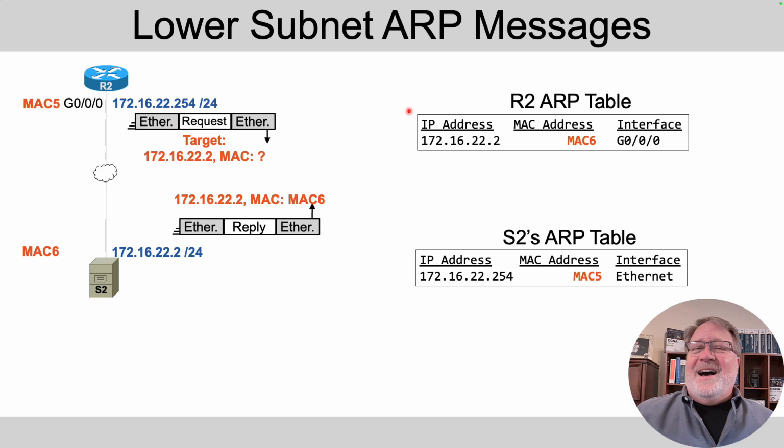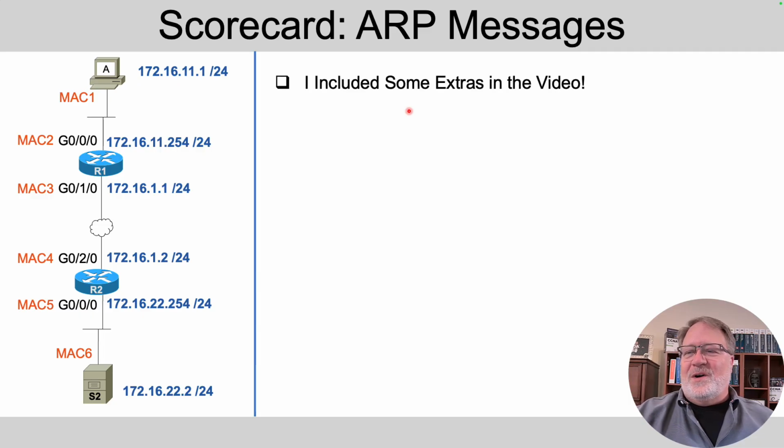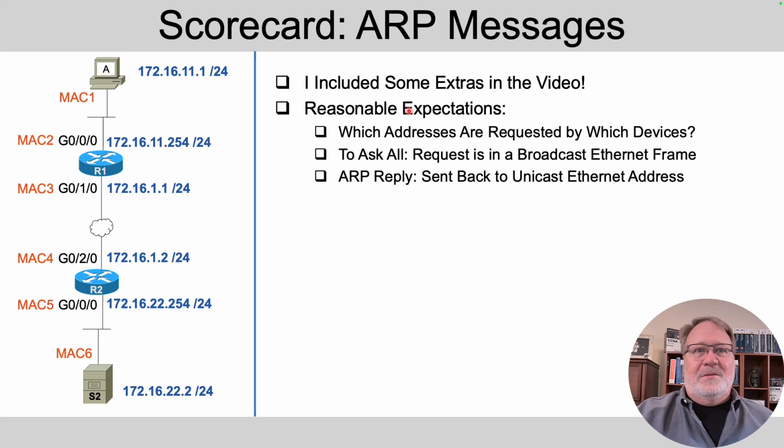All right, so I don't know that I'd need you to tell me systematically exactly what's happening with these things, but I'd be listening out for the basics of this. So what would my scorecard look like when I'm listening for this? Well, I put a lot of extras in this second wave in the interview review video here. So the things I would really want to hear, reasonable expectations, if you will. Which addresses are requested by which devices? A asks for R1's MAC address. R1 asks for R2's MAC address. R2 asks for server S2's MAC address, right?